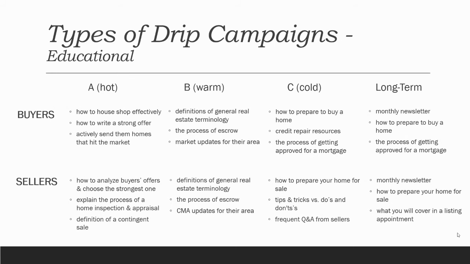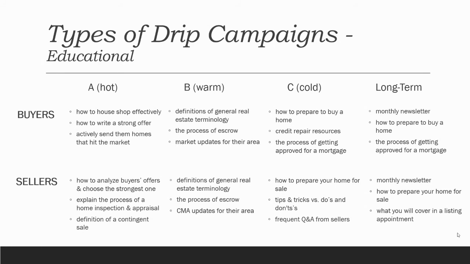A B seller, you can send them definitions of general real estate terminology, the process of escrow, and CMA updates for their area. A C seller, you can explain how to prepare their home for sale, tips and tricks versus do's and don'ts. An example of this would be a lot of sellers are quick to spend a lot of money in their home so they can get as much out of it as possible. There are a few things that as a real estate agent, you should be able to guide your seller on where to best put their budgeted money for any renovations, touch-ups, upgrades, etc., so they can get the best return on investment. And then, of course, frequent questions and answers from sellers that you can preemptively answer for them before you even have that listing appointment.